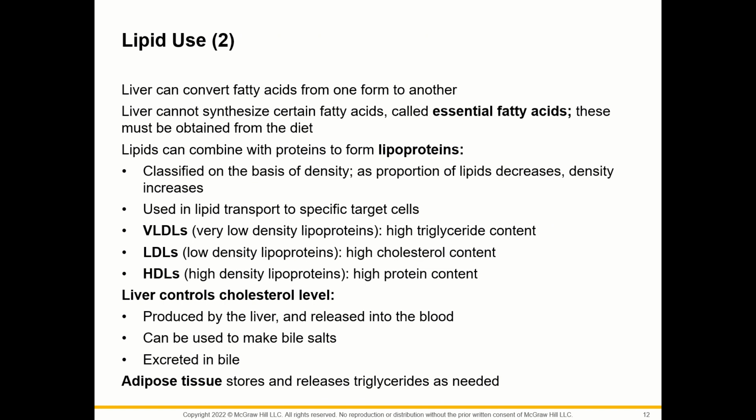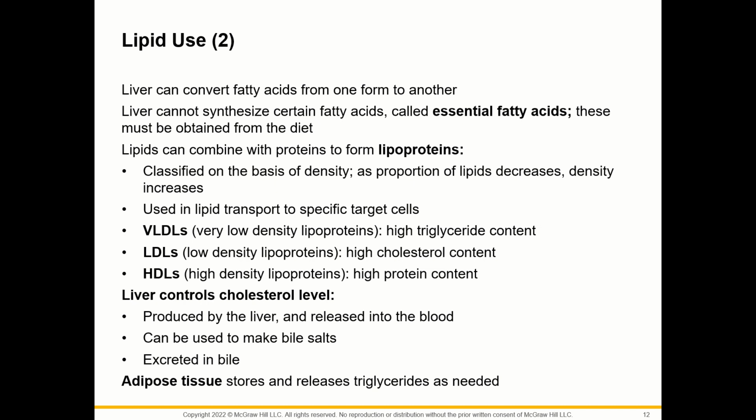The liver can convert fatty acids from one form to another. The liver cannot synthesize certain fatty acids called essential fatty acids. These must be obtained from the diet. Lipids can combine with proteins to form lipoproteins. They are classified on the basis of their density. As the proportion of lipids decreases, density increases. Lipoproteins are used in lipid transport to specific target cells.